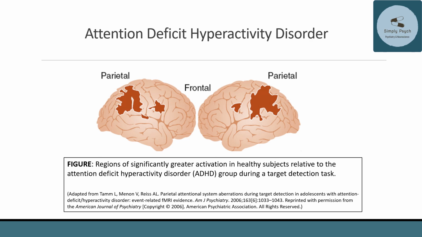So, going along with the parietal cortex playing a larger role in attention than we thought, this study compares healthy subjects and patients who suffer from ADHD, looking at regions of the brain that have more activation during a target detection task. And what you can see is that there are parts of the frontal and parietal lobes that are much more activated in healthy subjects than in ADHD patients during this particular attention task.